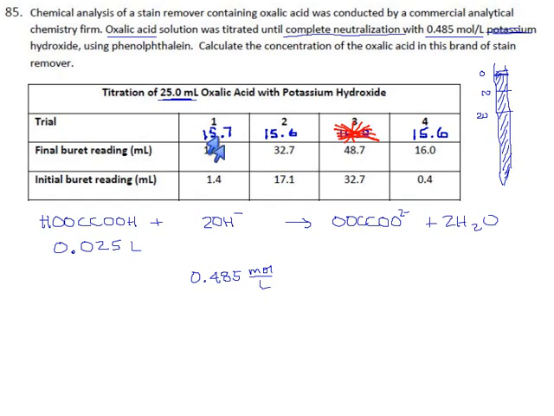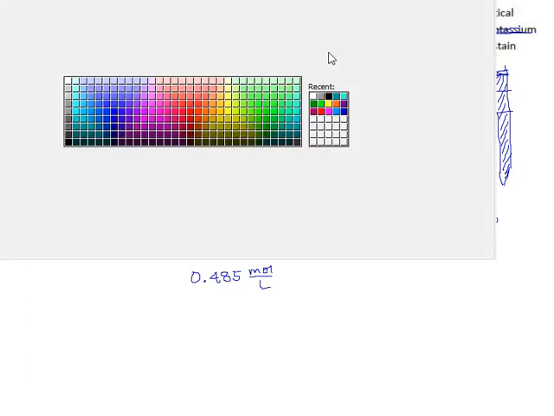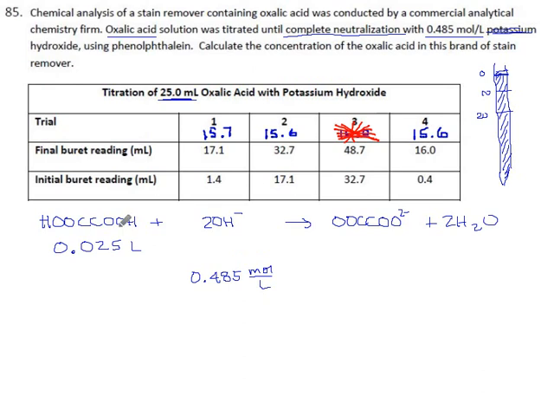If we keep the other three and average them, as in add these up and divide by 3, we get 15.666666 for our volume. And so that's the number we use. The volume of our hydroxide is 15.6 repeating milliliters, or 0.015666 liters.